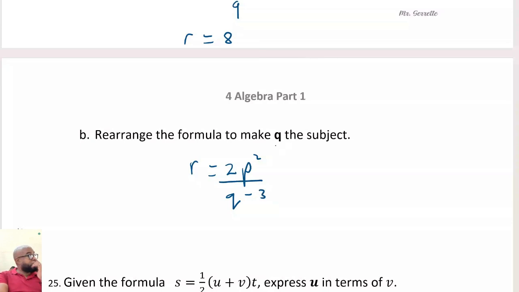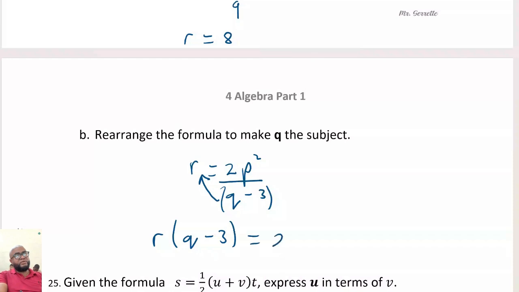Now I want to make Q the subject. So what I need to do is take Q minus 3 and carry it here. What do I do with it when I carry it to the right? Divide or multiply. So this will be R by Q minus 3 is equal to 2P squared. Right? Now I need to make Q the subject.